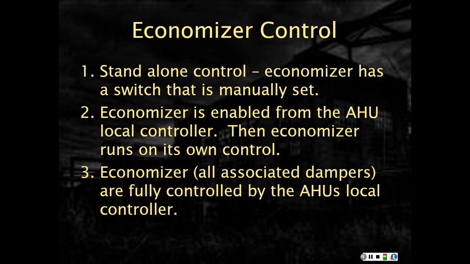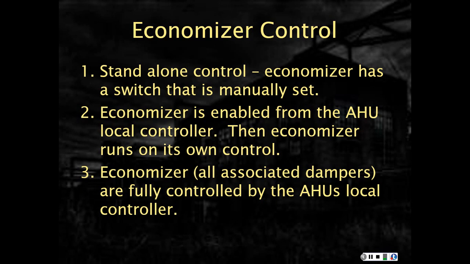The second type of control, the economizer, is enabled from the air handling unit's local controller. In other words, the economizer has its own rudimentary controller, but it's simply not set by a manual switch. It may have a set of parameters already built into it, but it needs an enable signal from the air handler unit's local controller. So this gives us a little more control over when the economizer operates or not, but it's still not ideal.